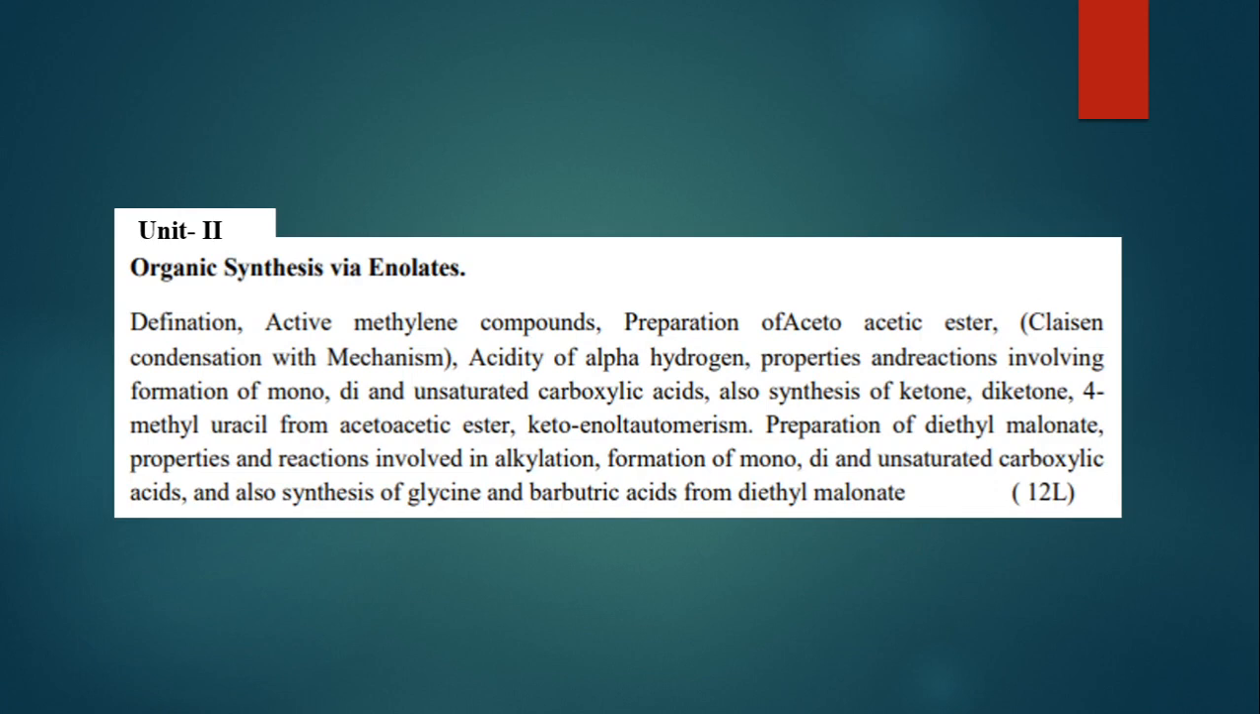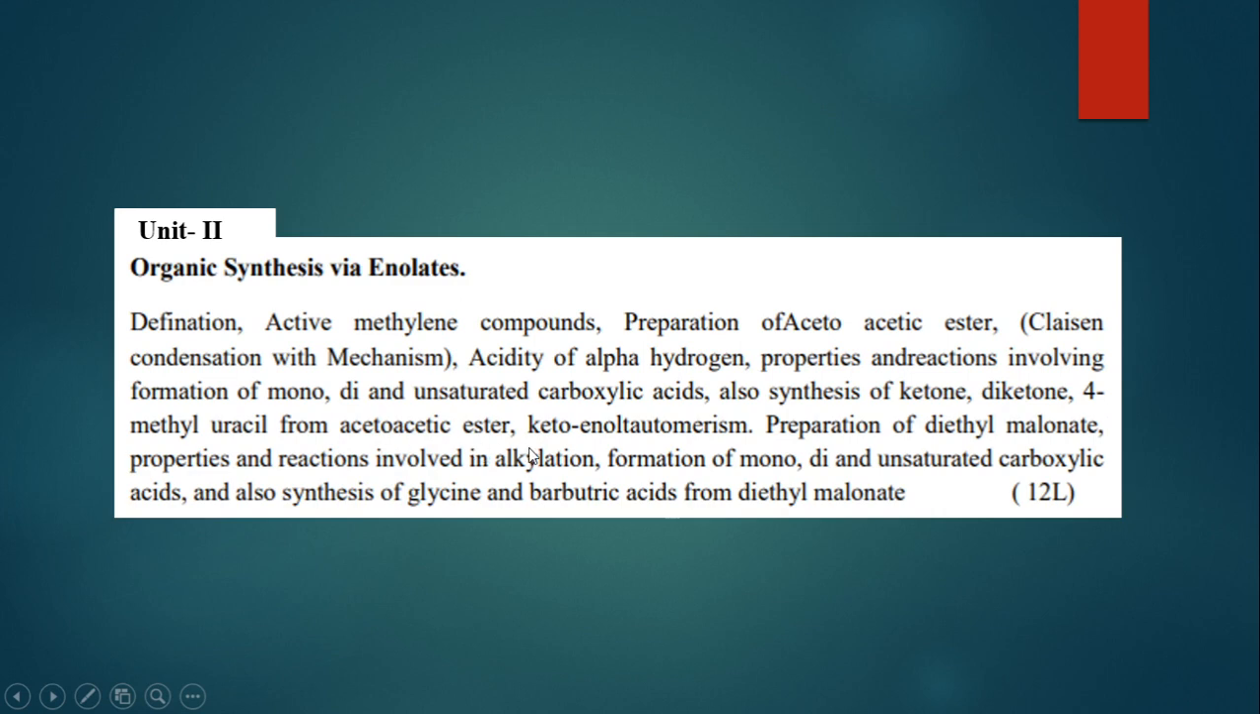In this unit, that is unit 2, we will learn about the definition of organic synthesis via enolate, active methylene compounds, and the preparation of acetoacetic ester, also known as Claisen condensation, along with its mechanism. We will also discuss the acidity of alpha hydrogen, and the properties and reactions involving formation of mono, di and unsaturated carboxylic acids. We will also synthesize various compounds, that is ketones and diketones, from acetoacetic ester.